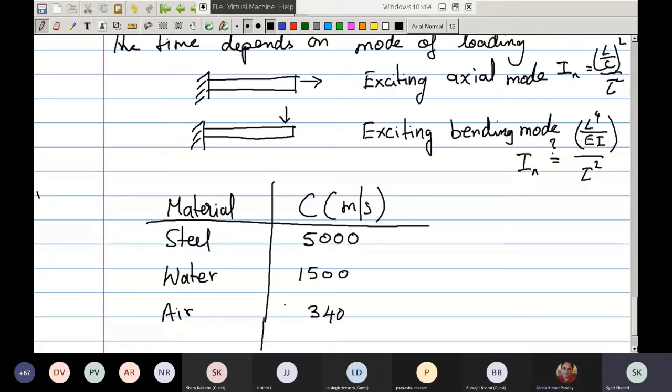But what I wanted to tell you here is, see, steel is very stiff, very dense compared to air, and water is also very different from steel. But you see, the wave speed in steel and water is not so much different. It is almost the same, in the same order of magnitude.